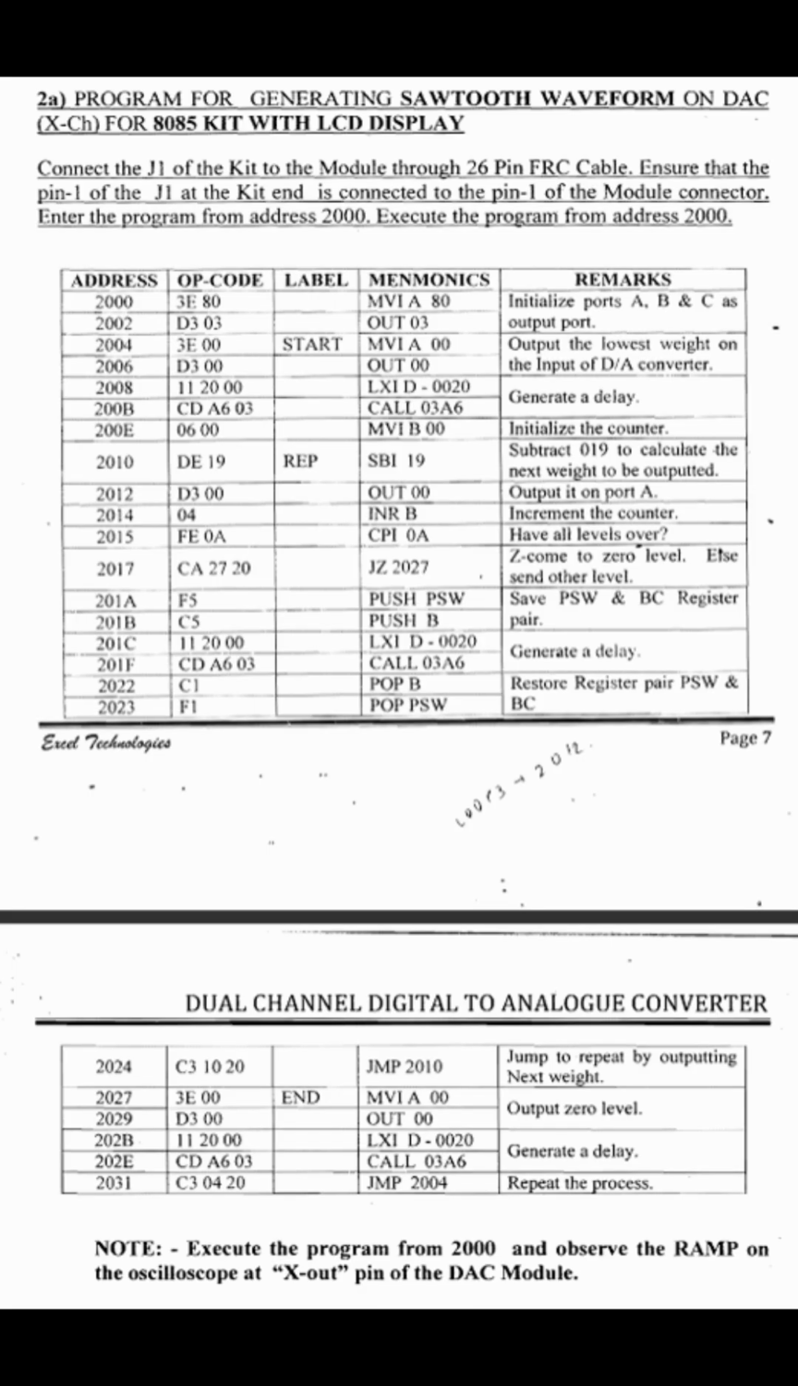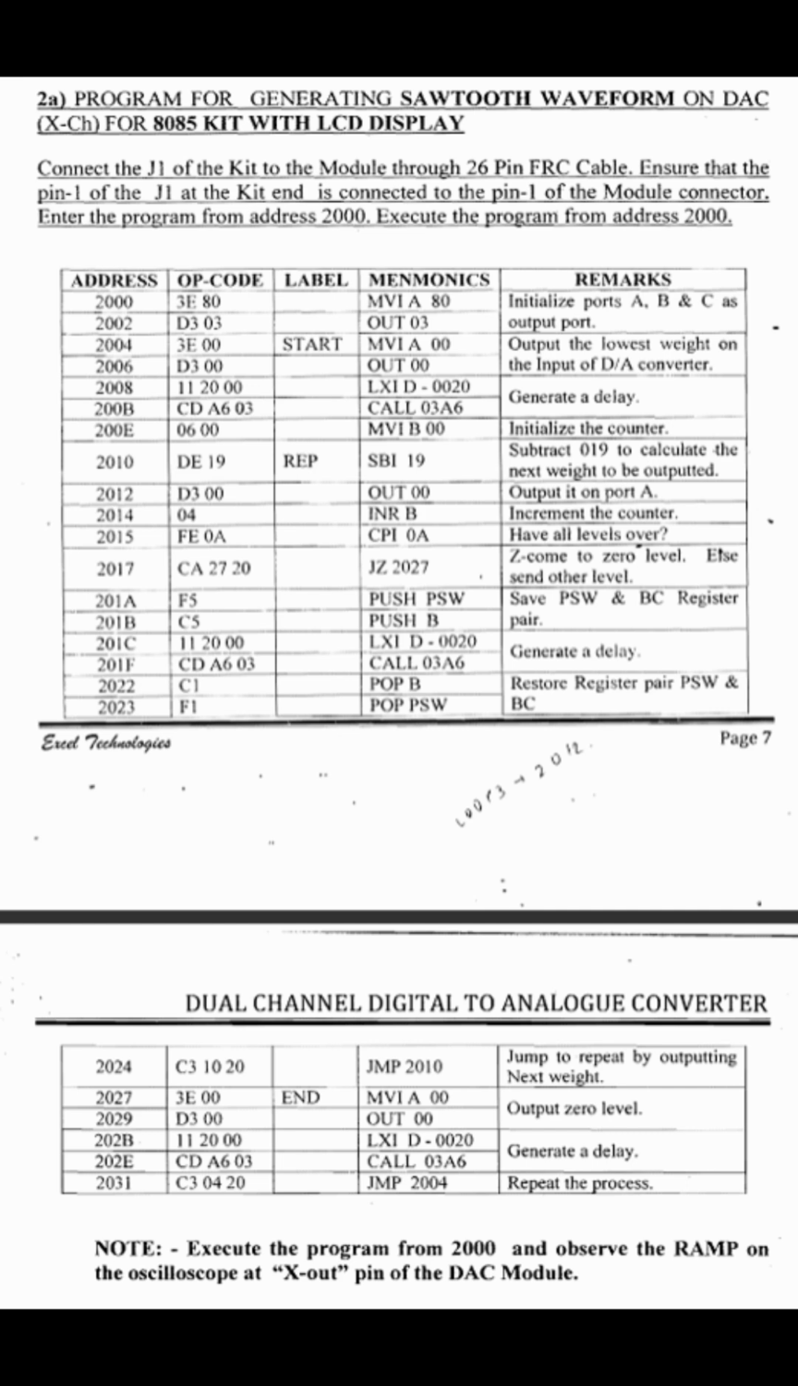Now let us understand the program operation. First, the 8255 ports are initialized as output ports so that the microprocessor can send digital data to the DAC. Then the program continuously outputs digital values in different patterns depending on the waveform we want.